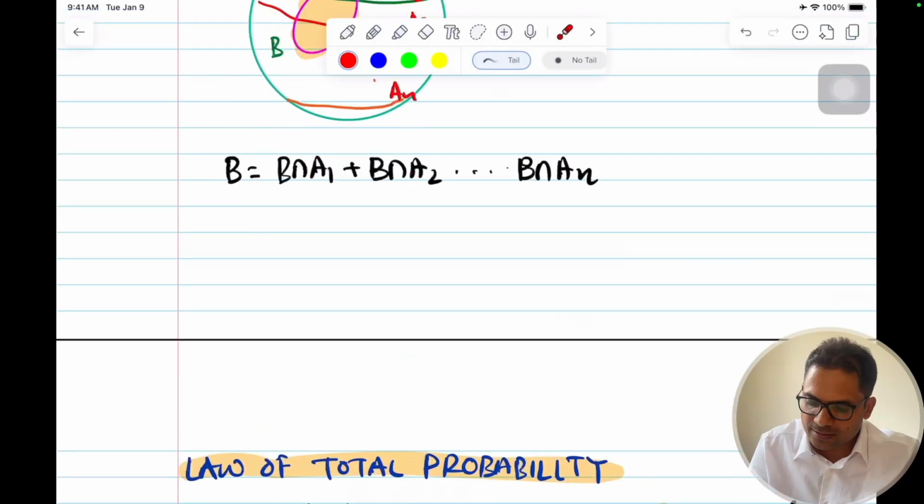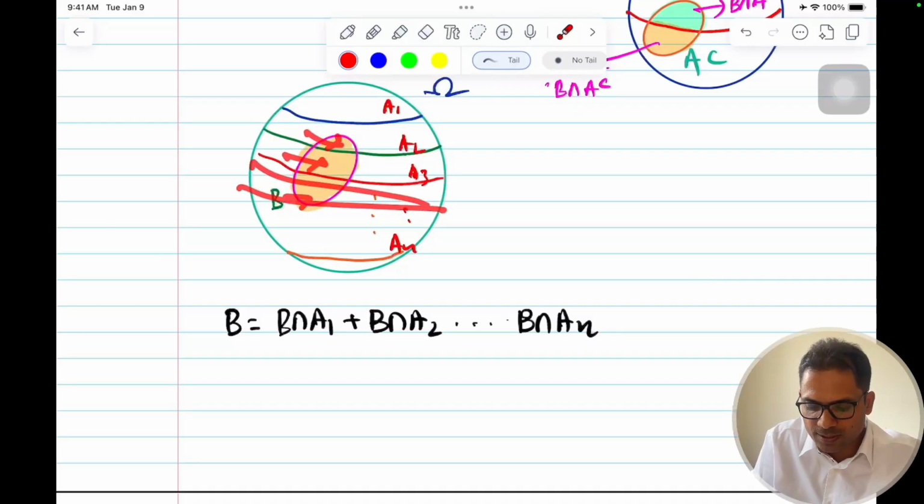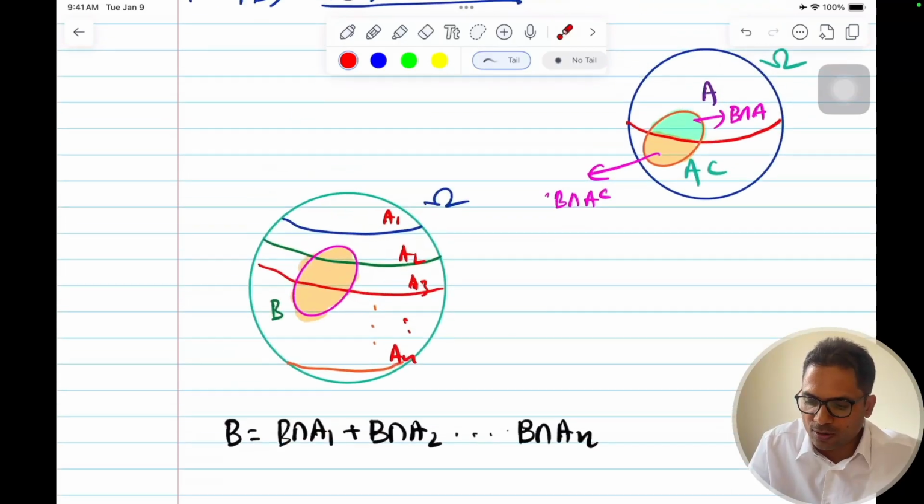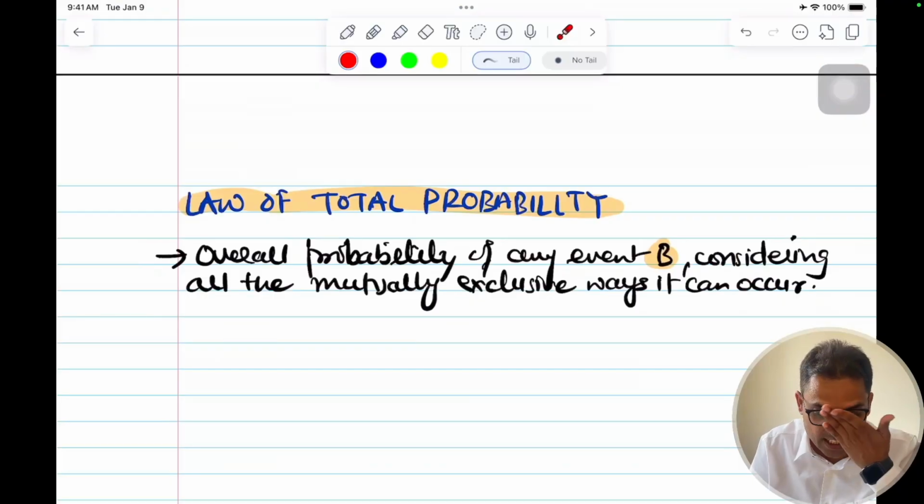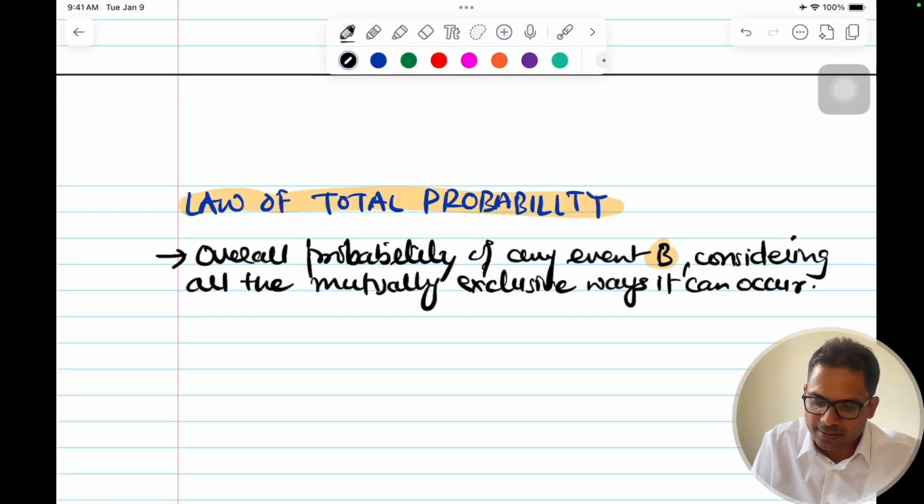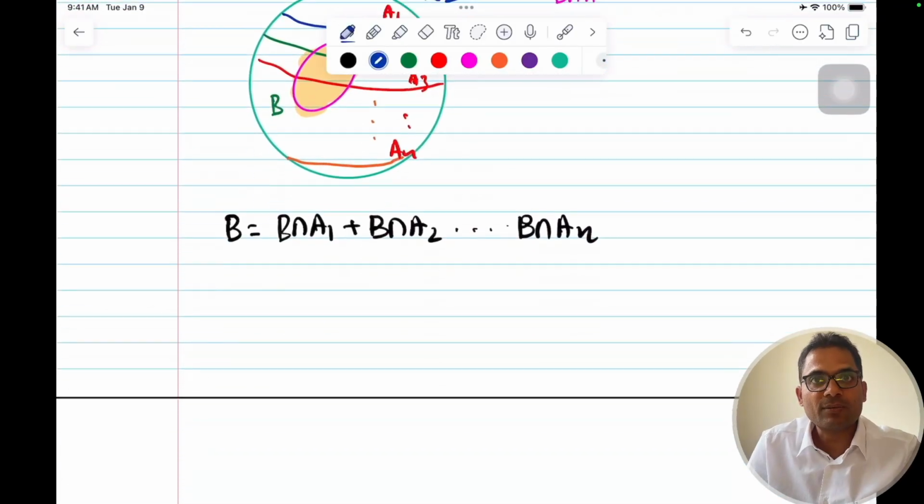Mutually exclusive means the part that is here does not overlap with this part, and whatever exists in this part. So all these parts are mutually exclusive. There's no overlap. So this is one part, this is one part, this is one part, and similarly there can be multiple within this. So all the parts of B are mutually exclusive. There is no overlap. This is what mutually exclusive means. And what are the parts in this? So A1, A2, and AN.